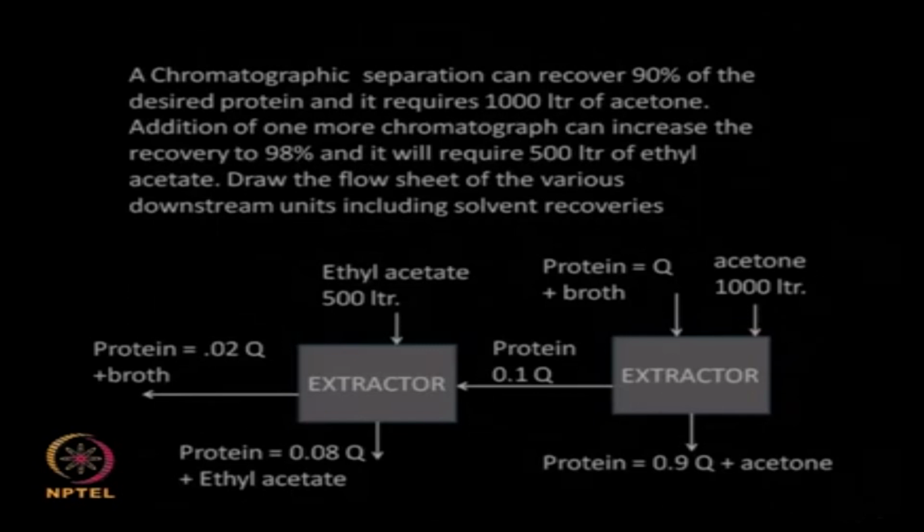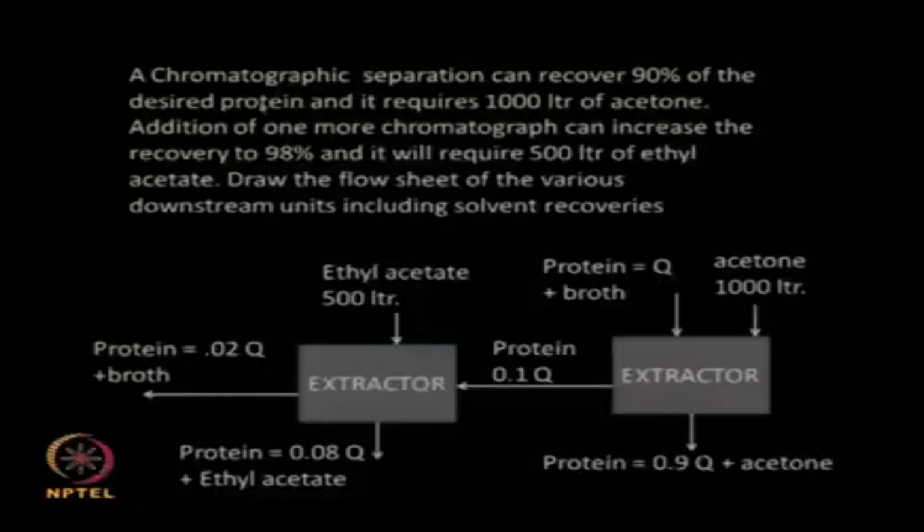So obviously it is going to have two extractors. The first extractor is going to work using acetone as your solvent and the second extractor is going to use ethyl acetate as your solvent. Generally these extractors are called mixer settlers. So what you do is you add a solvent, you mix it thoroughly with the mother liquor and then stop the mixing, let it settle down, let it separate into two layers. So you will have two layers.